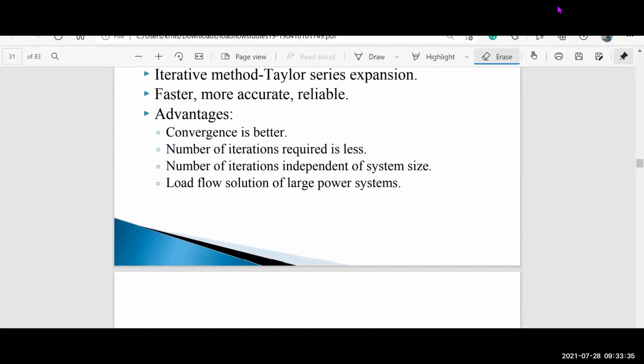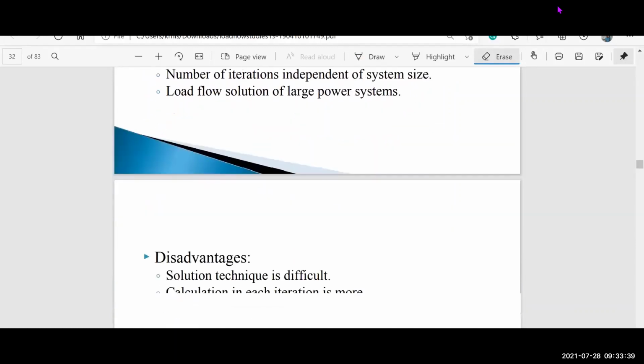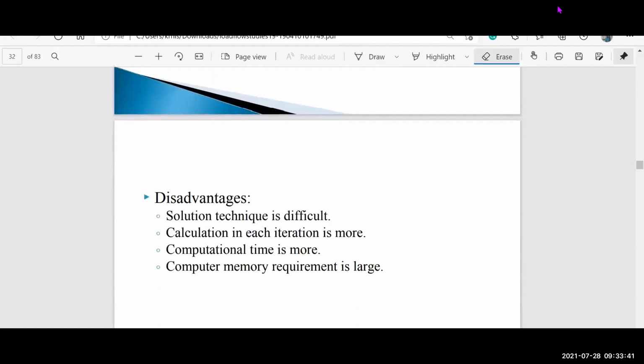Okay, load flow solution for the large power system, right? Disadvantage: the solution technique is difficult. Yeah, that was easy, and this is your difficult. Calculation in each time is more. Okay, computational time is more.